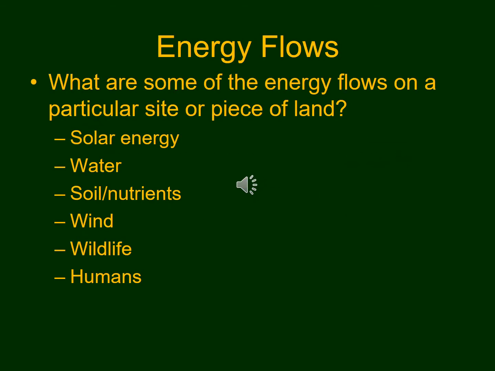Some of the different types of energy flows on a site include solar energy that comes from the sun, gets trapped by plants or by the soil, water flows that comes to the site from the sky or from creeks or from groundwater or for irrigation systems, where it originates from and where it flows to on the site. Soil and nutrients that can be carried by water or come from other sources of erosion, wind energy, wildlife movements and migrations through the property, and human movement too on the site.